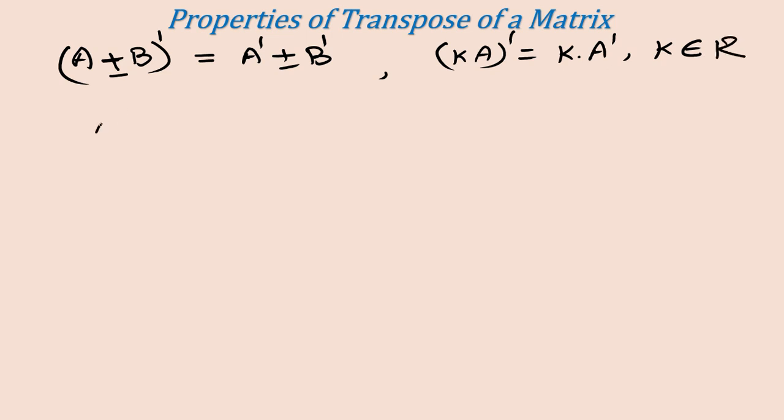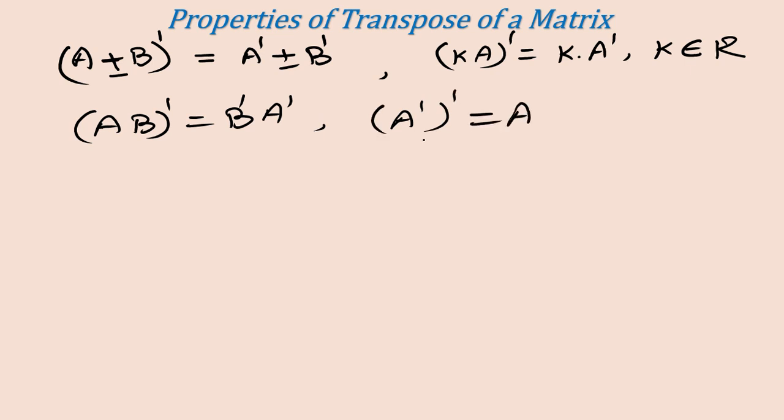Now the transpose of A into B will be equal to B transpose times A transpose. I will tell you how to use these properties in the questions also. Another one is A transpose whole transpose will be equal to A. You can understand this easily with the help of an example also.